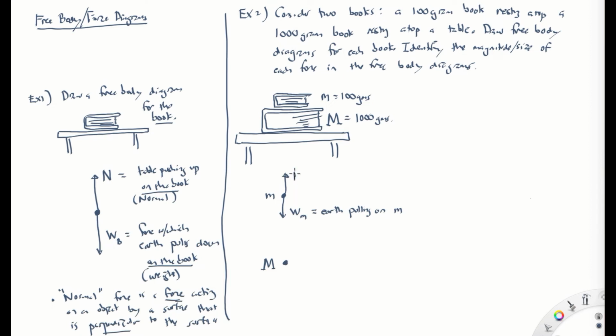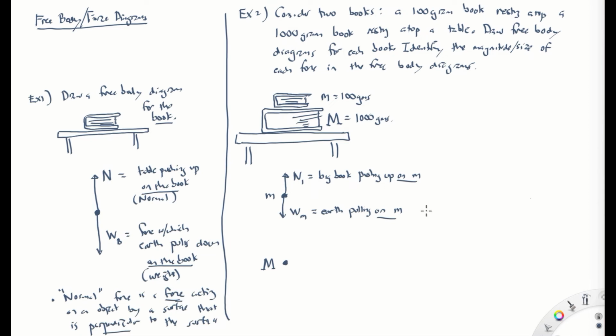We'll call this N1. That's a normal force because the surface of the book is pushing perpendicularly upward on this book. So this is the big book pushing up on our little book M. Right? So notice that both of these forces are acting on that mass. That means it's appropriate for you to include both of those arrows in this free body diagram.